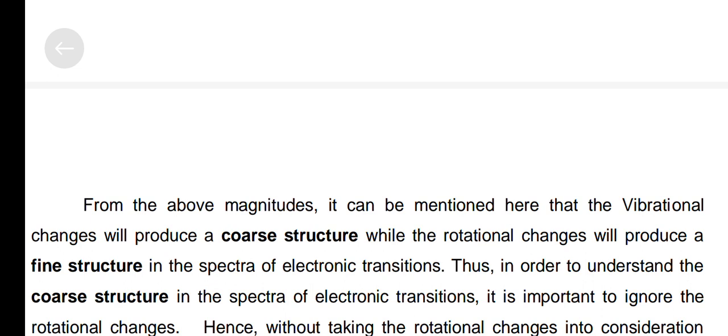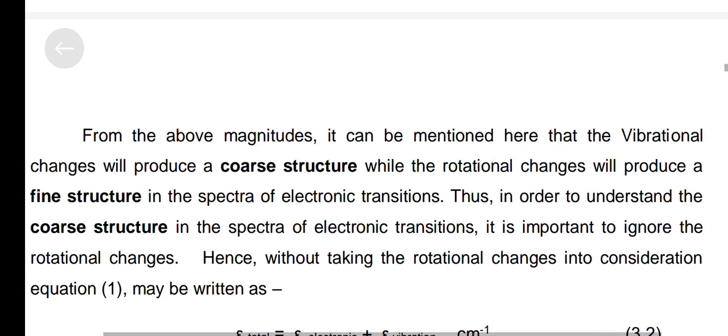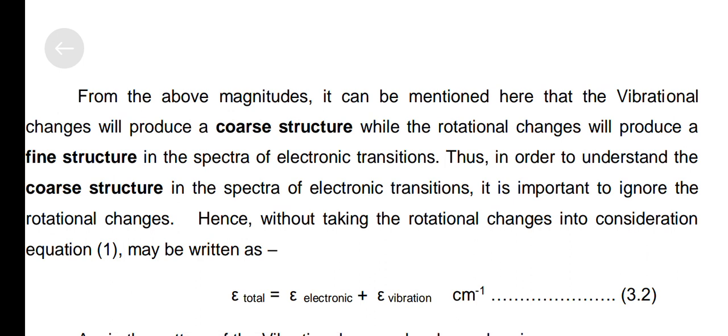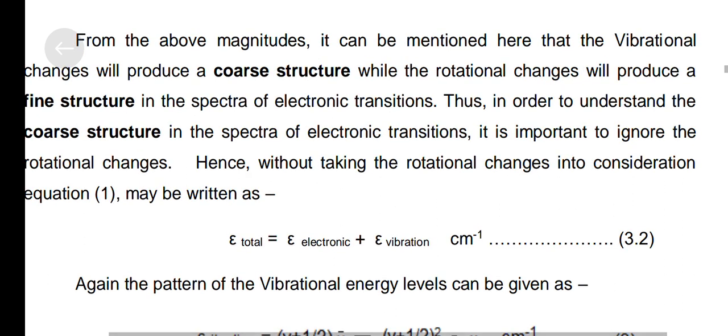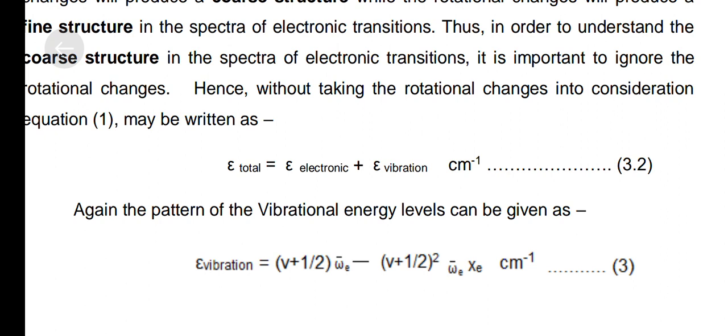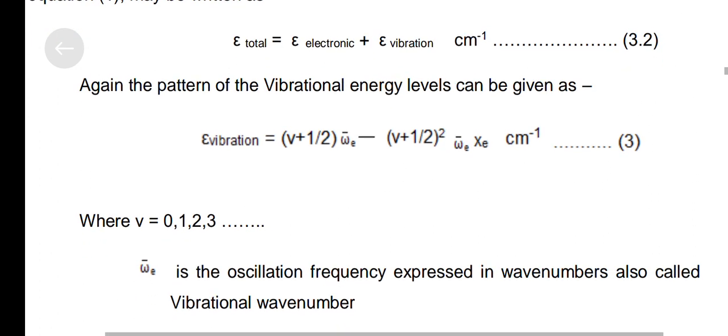Thus, in order to understand the coarse structure in the spectra of electronic transition, it is important to ignore the rotational changes. Hence, without taking the rotational changes into consideration, equation first may be written as E total is equal to E electronic plus E vibrational centimeter inverse. Again, the pattern of the vibrational energy levels can be given as E vibration is equal to V plus 1 by 2 omega e minus V plus 1 by 2 whole square omega e x e centimeter inverse, where V is equal to 0, 1, 2, 3.